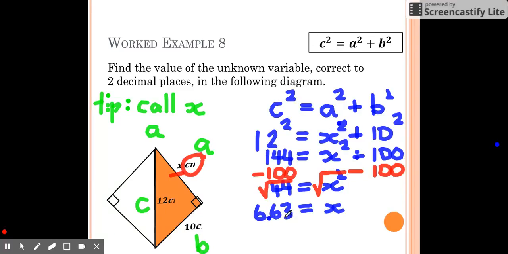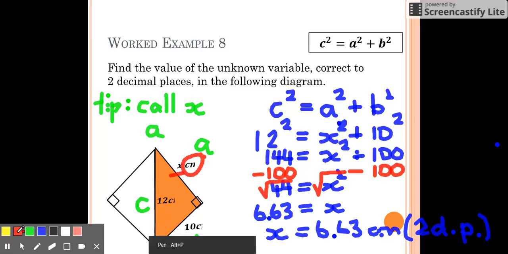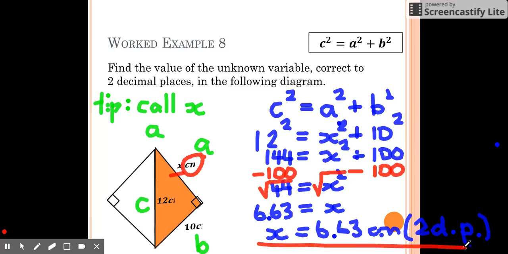Now, this example has units, so it's really important that my final answer includes the units and also includes the rounding. So X is equal to 6.63 centimetres, and I let people know how much I rounded it. So I rounded it to 2 decimal places. Underline my final answer, and we're done.